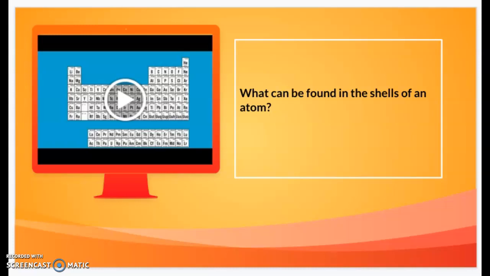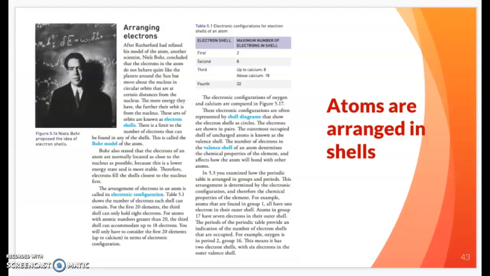Number one, please watch this video, and I want you to answer, what can be found in the shells of the atom? As you may have guessed, it is in fact the electrons, okay? Electrons and a lot of empty space. This is another really great article to have a quick read up on, a bit of background and history about Rutherford and the models and the Niels Bohr coming in.